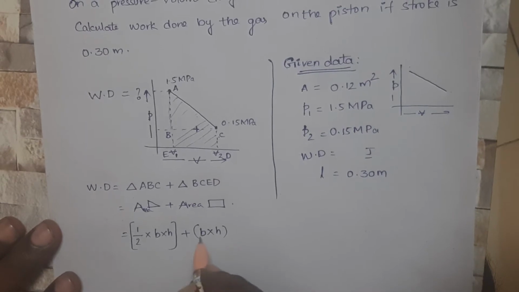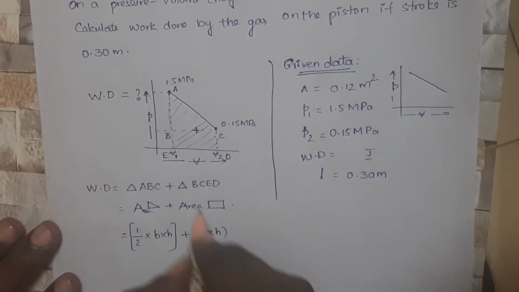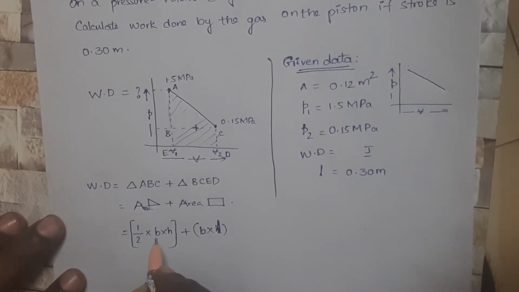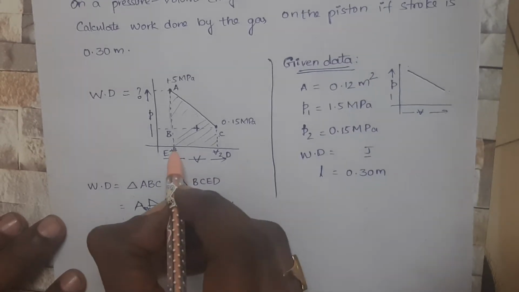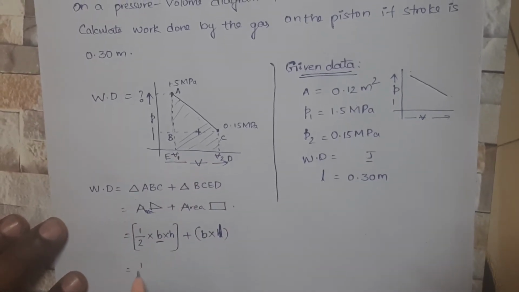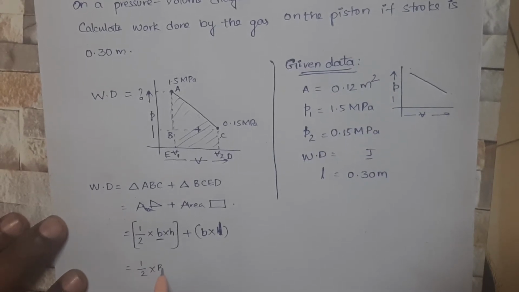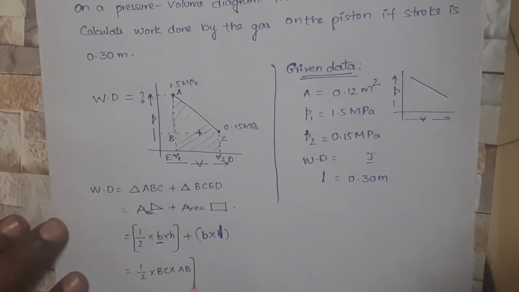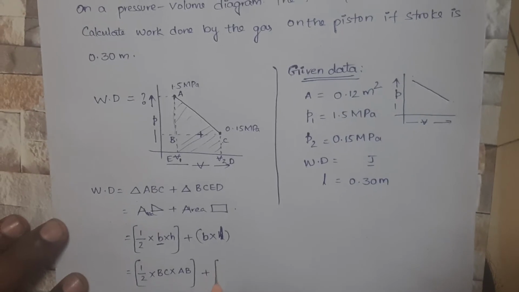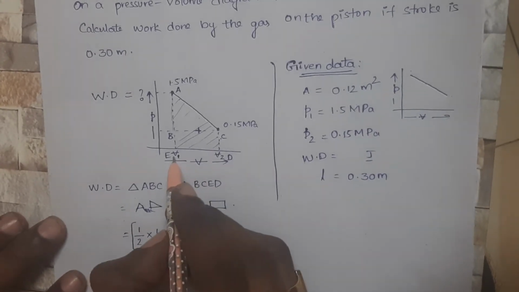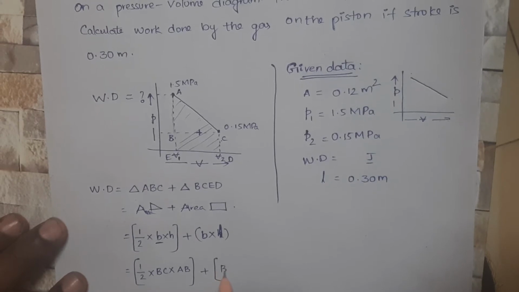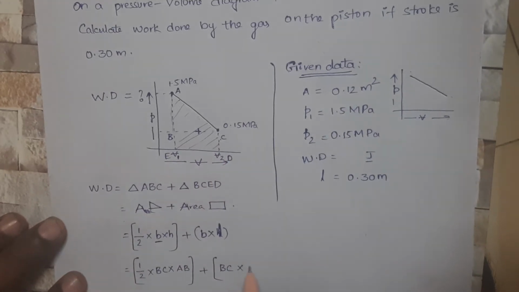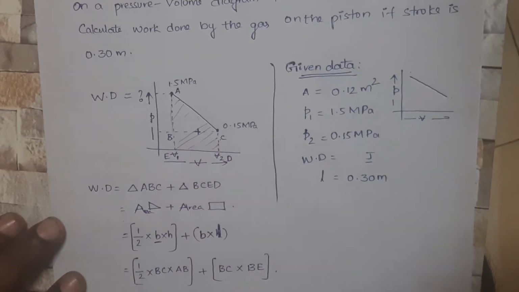So I have taken L, B into H, common notations. B into L we can take, or in your fashion. Here B is equal to base BC, so half into BC into height, this is the height AB, plus base BC and ED are same, so I am taking BC because here we are having one BC and one BE or CD, so BE I am taking here.